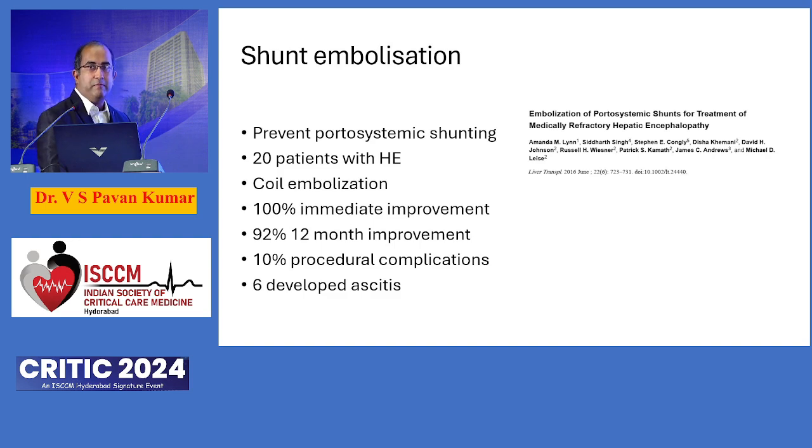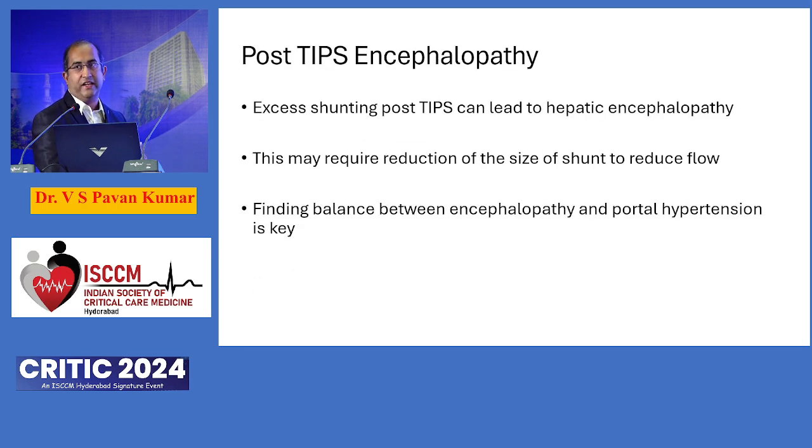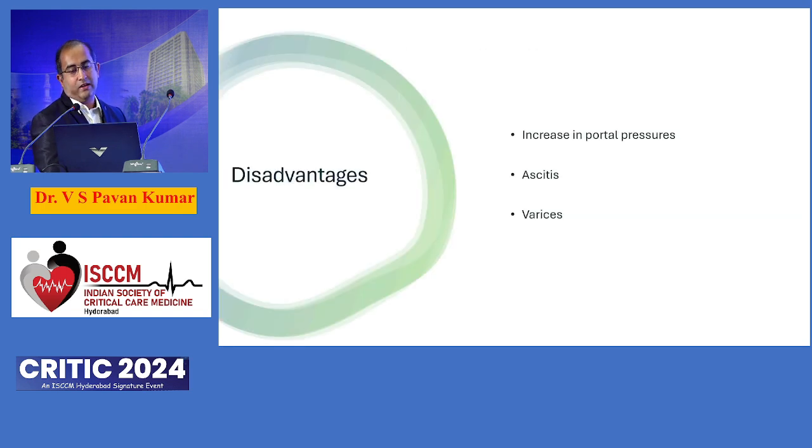Also, we see encephalopathy in patients who had TIPS procedure to decrease the portal pressures, and that is because you're artificially creating a shunt and increasing the shunting of the blood. So in these patients, what you can do is decrease the size of the shunt, but essentially what you're then doing is increasing the portal pressure, right? So you have to balance between the incidence of hepatic encephalopathy and the portal pressure. And basically many of these patients then develop ascites secondary to the portal pressure increase, and varices.